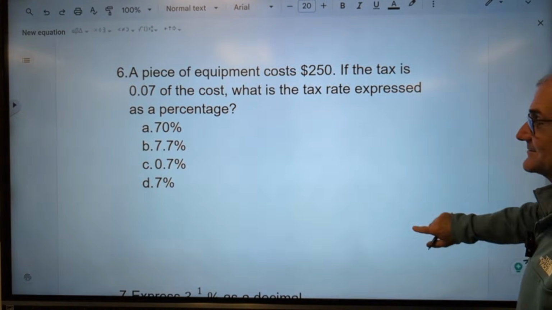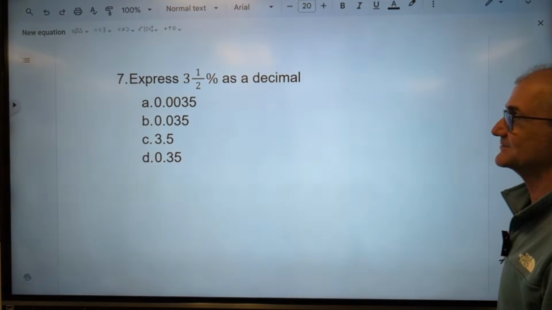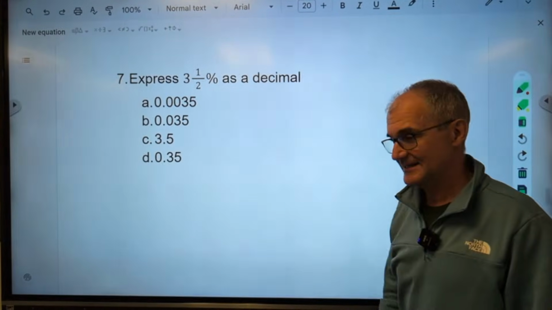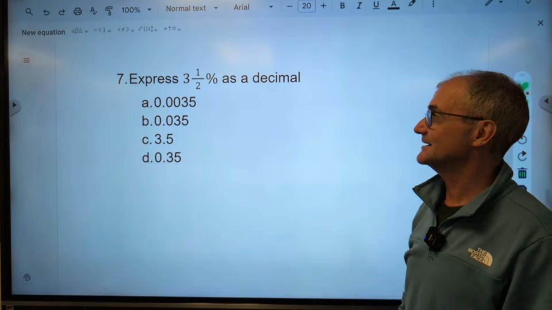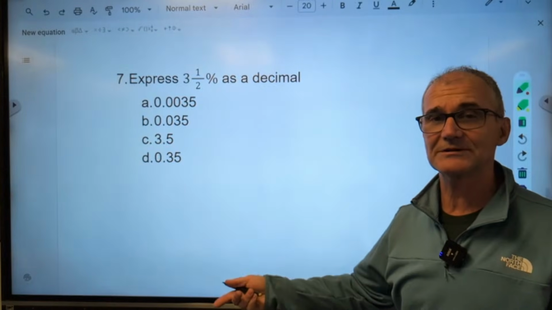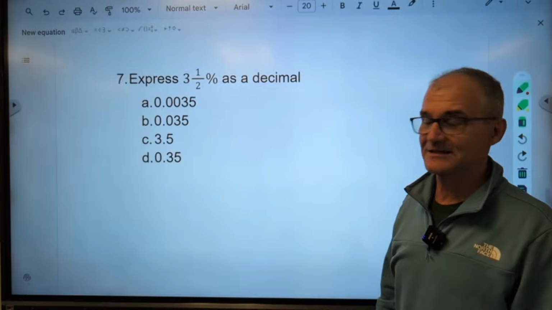Okay, moving on to number 7. This one's a little harder. I'll give you an extra minute or two on this one. Don't make a careless mistake on this one. Really kind of think it through. It's a pretty easy problem if you go slow enough, but an easy one to make a mistake.